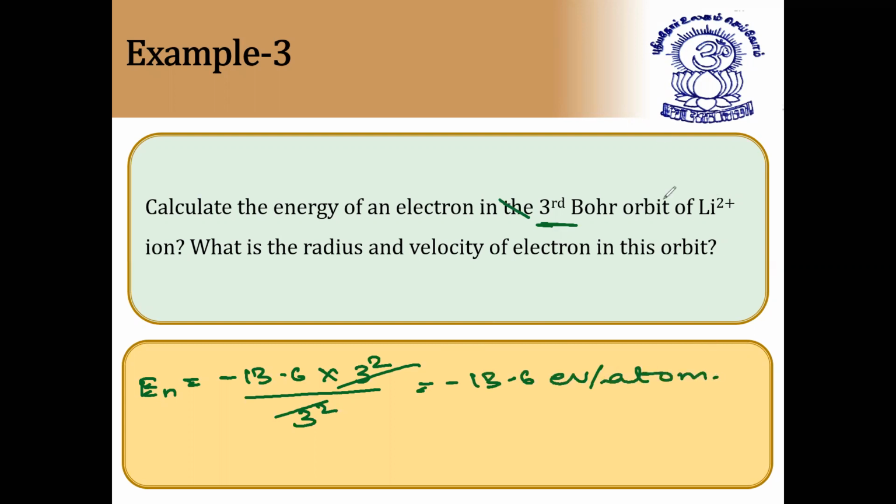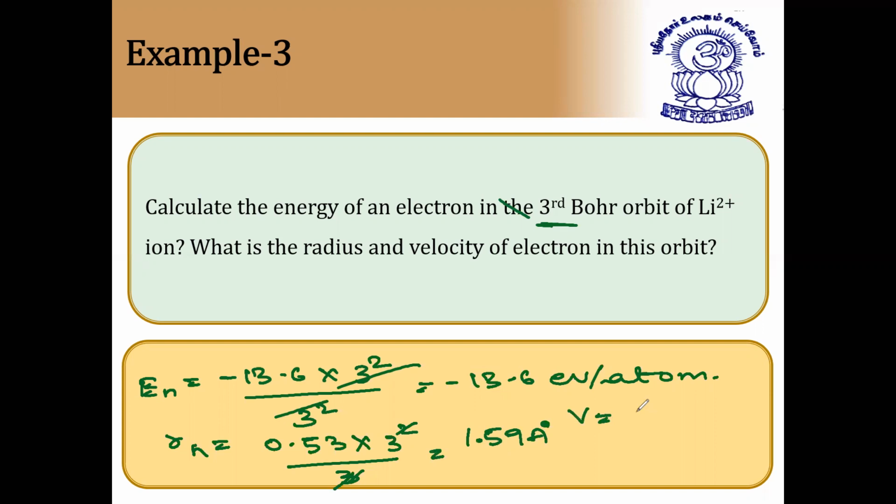Next, what is the radius of the electron? So radius, Rn is equal to 0.53 into n square, that is 3 square, by z value, that is 3. So 3 will get cancelled, 0.53 into 3. The answer is 1.59 angstroms.